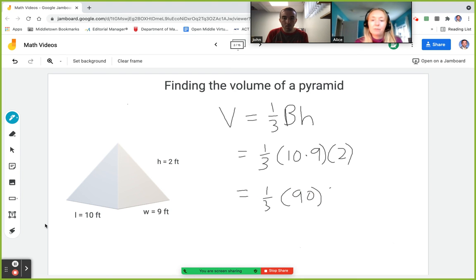So I've got 1/3 times 90 times 2. And 1/3 times 90 gives me 30, times 2. And 30 times 2 gives me 60. And this is a slightly larger pyramid. We're in feet now. So it's cubic feet.